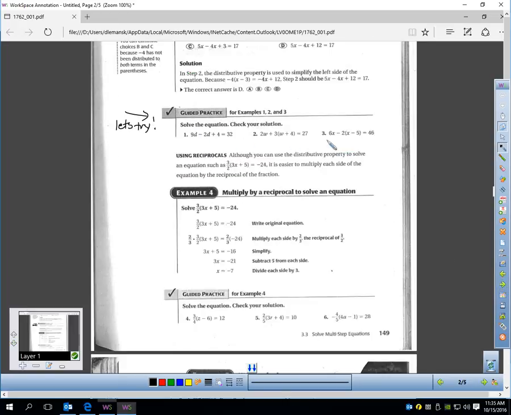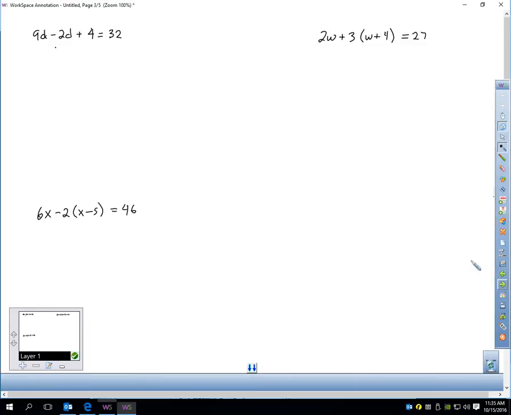They have some practice problems. Let's work through these together using the steps of simplifying each side first and then using inverse operations, solving, and checking. So I wrote these 3 problems on a clean sheet, and we can work on them together. This first problem, 9d minus 2d plus 4 equals 32.